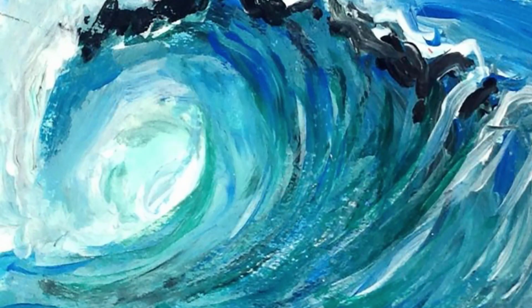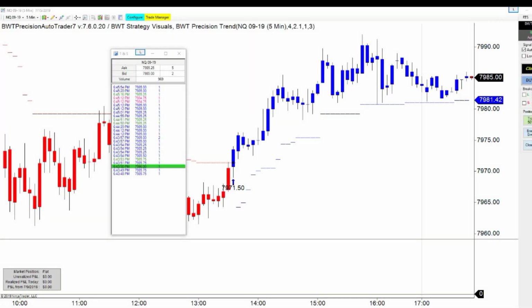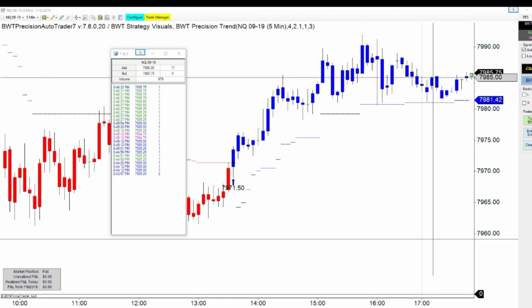Hey everyone, still July 15th, about 45 minutes after Globex Open, and sometimes when we have extremely tight ranges during the day, like we had today, which was really tight, sometimes overnight action provides some good opportunities.